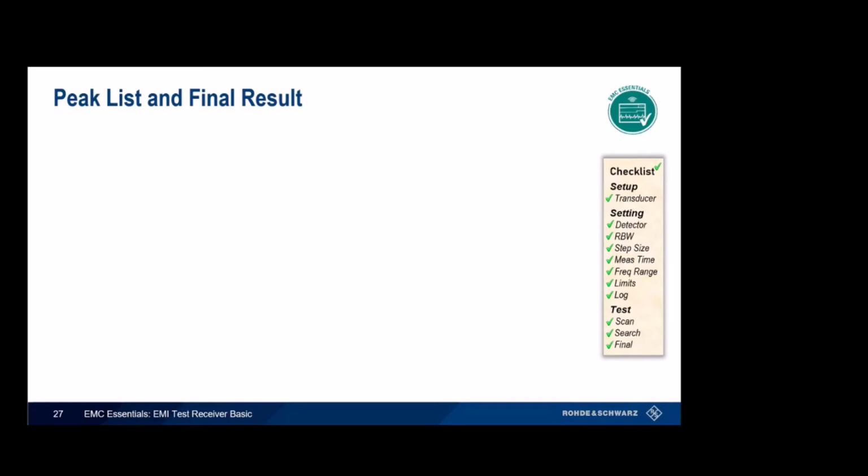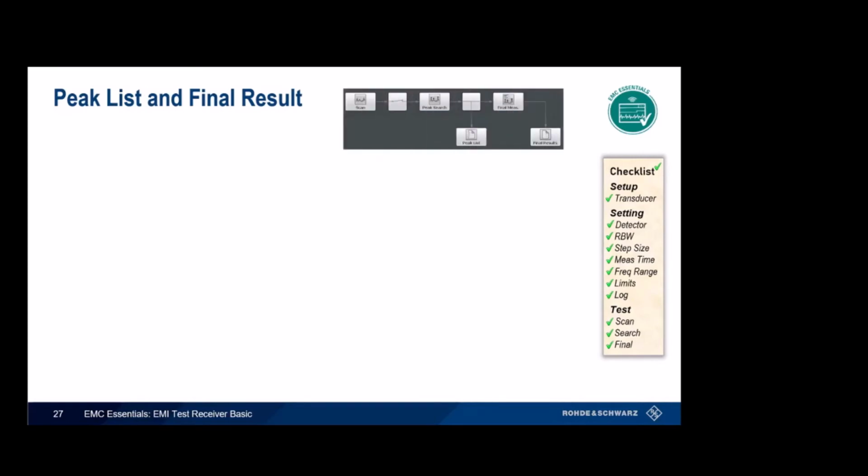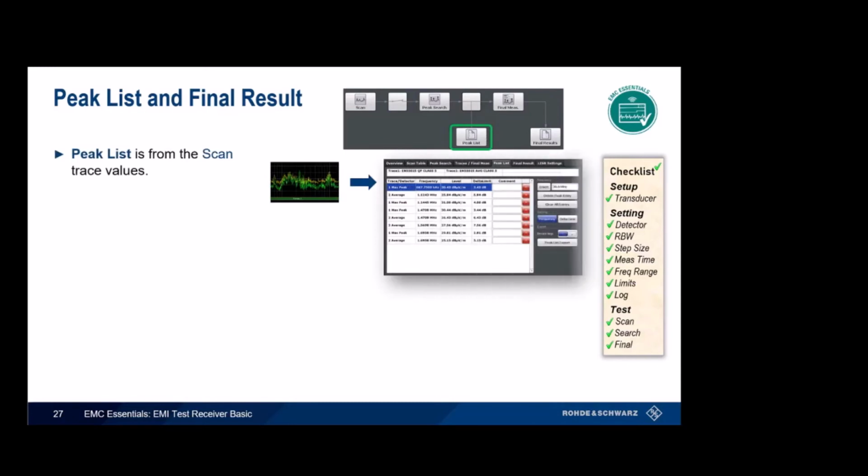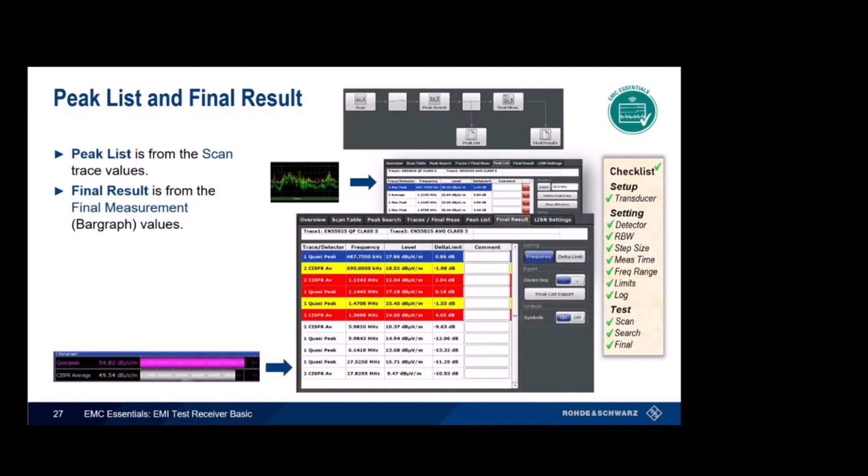Now let's look at the peak list and final results. Looking at the test automation diagram, you can see that there are 2 documents available. The peak list, which is the first frequency list after running the peak search on the scan data. And then there's the final result list, which is the final list of values after running the bar graph. Both lists include trace and detectors, frequency and level, and delta to limit. Note that some of them are color-coded to indicate if it's pass, fail, or within the margin.